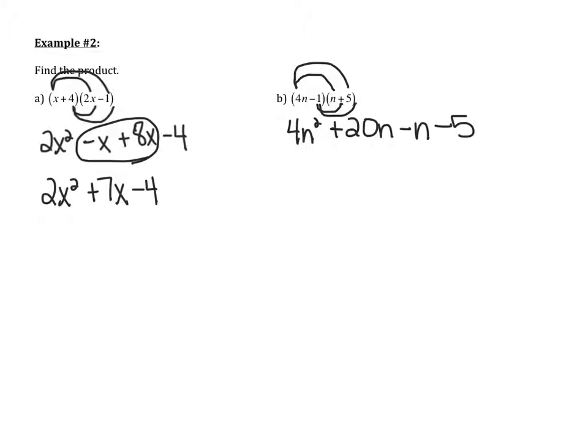So again, now we just have to combine like terms. The 4n squared does not have a like term, so I'm just going to copy it down. But then I have the 20n minus n. So it literally says I have 20 n's and I'm taking an n away. So I would have 19 n's left over. Again, do not add exponents when you're combining like terms. And then I have minus 5. So again, the product of 4n minus 1 times n plus 5 is 4n squared plus 19n minus 5.